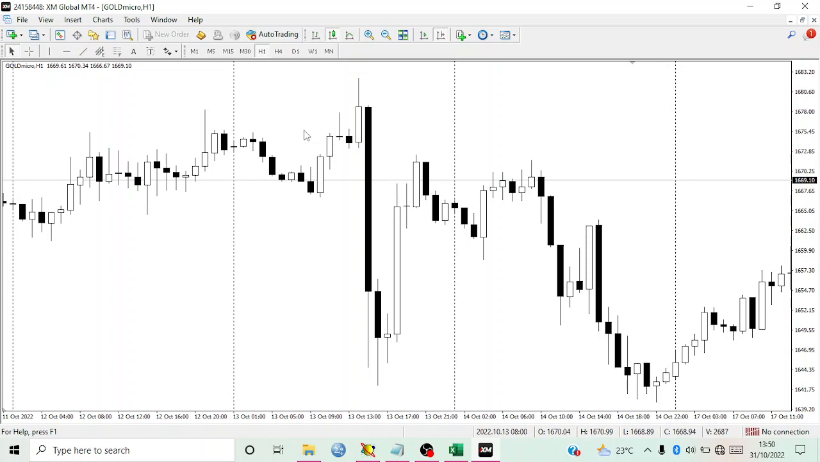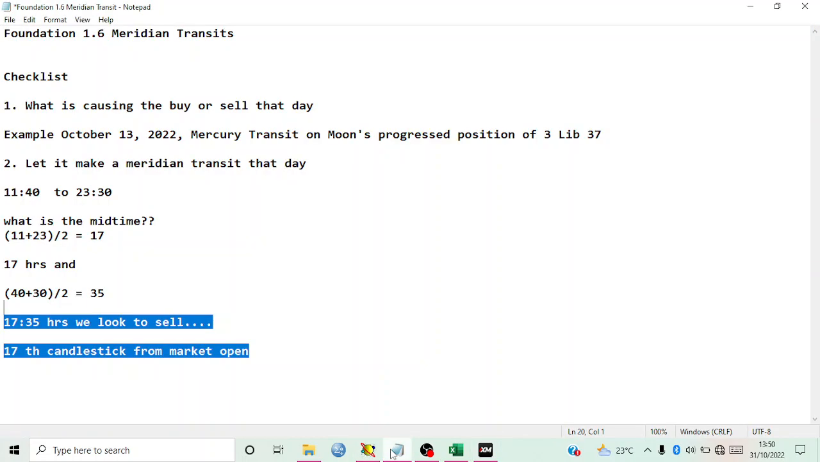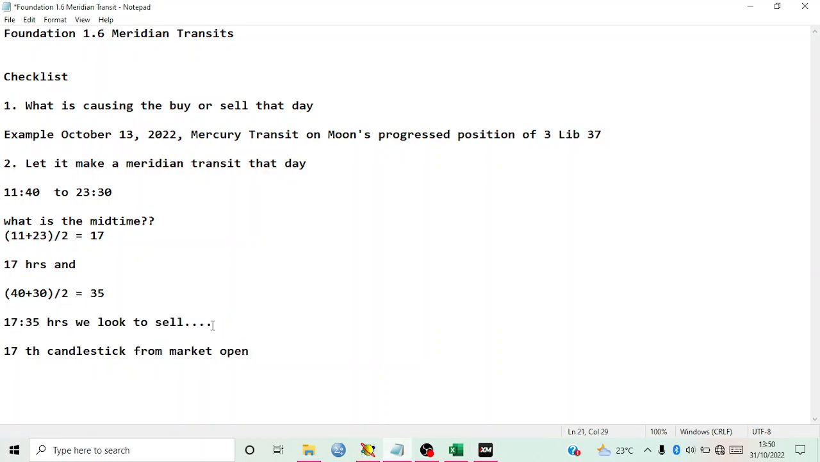However, that's exactly how the Meridian transits are supposed to be checked. So this is all about Meridian transits, and yeah. Having said this, all right, looking forward to another video.